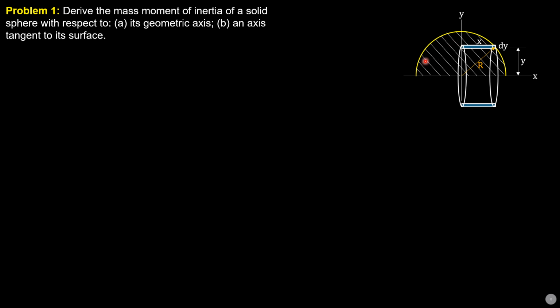So this is a semicircle, but considering the strip in the first quadrant, double it and revolve it about the x-axis. The x-axis or the y-axis will be the geometric axis of this sphere. Then it addresses the mass moment of inertia of a sphere with respect to its geometric axis.